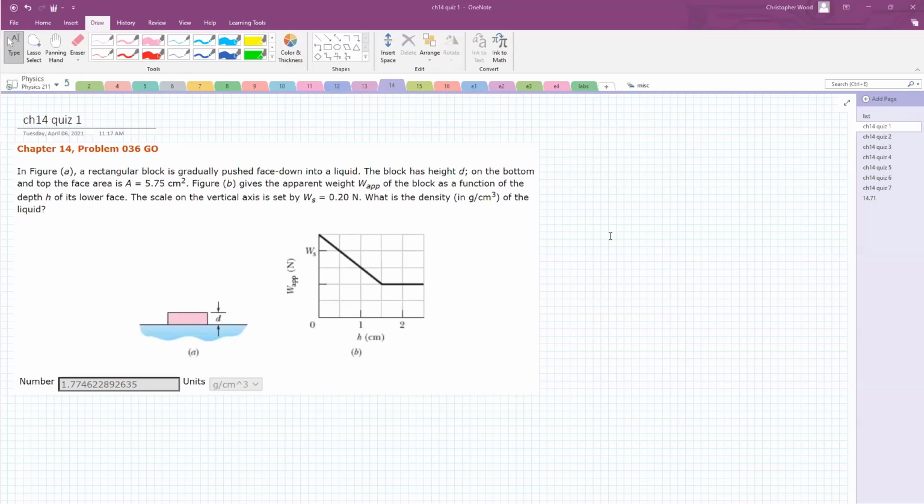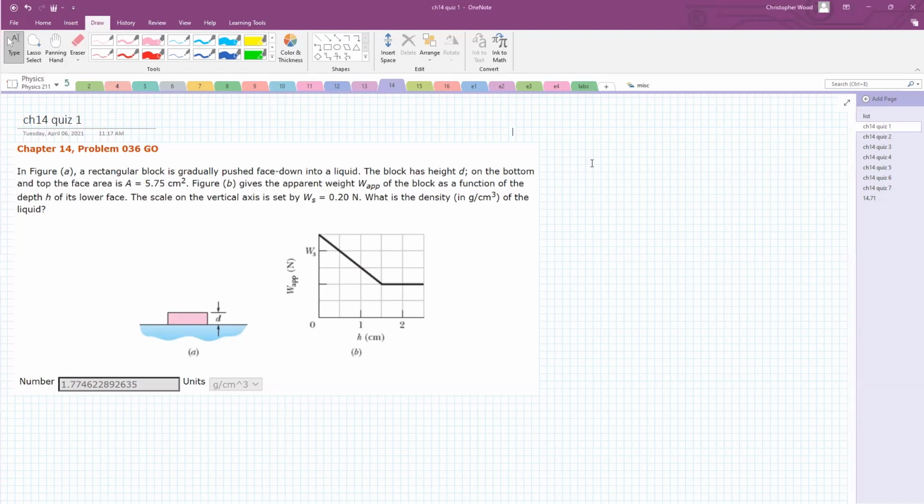Wiley Plus, Chapter 14, Quiz 1. This is our very first Chapter 14 quiz, just hitting the ground with both feet moving. So this is Chapter 14, which is fluids. And what we have here specifically is the following.